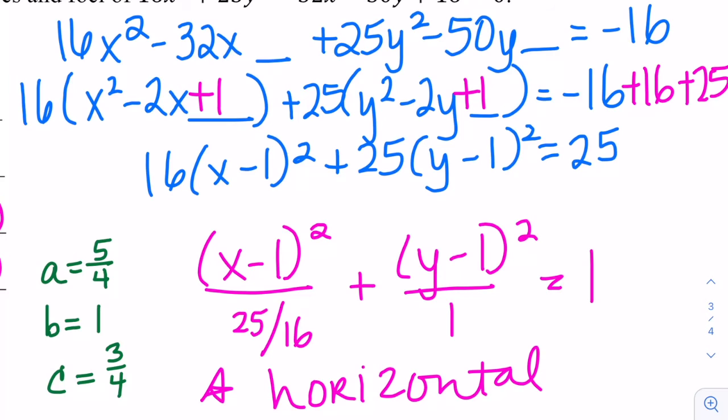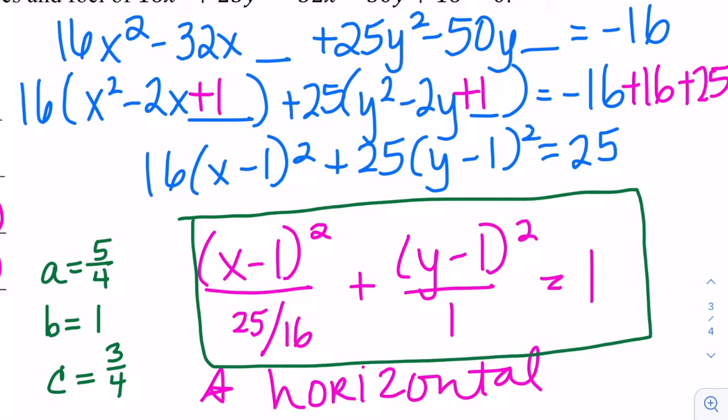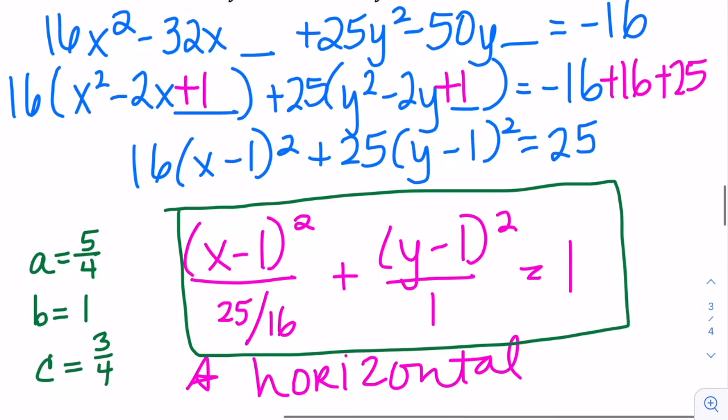Okay, checking your work, you should have the equation x minus 1 quantity squared over 25 over 16. Just be careful, we're dividing both sides by 25, so remember a squared will be 25 over 16. And then we'll have y minus 1 squared over 1. Knowing the a squared is under the x, we know that this ellipse will be horizontal.